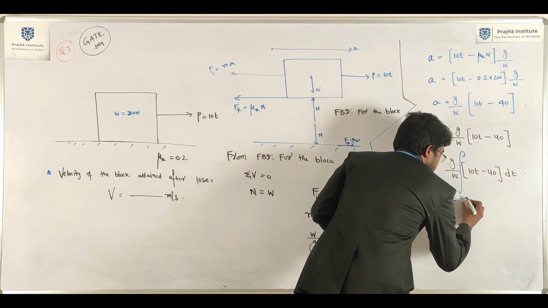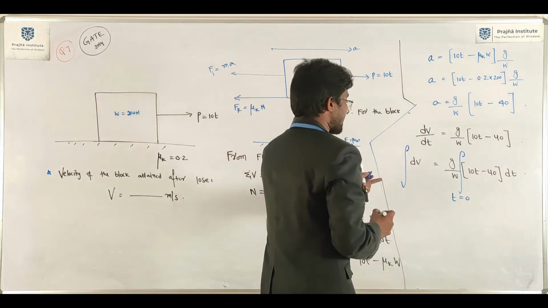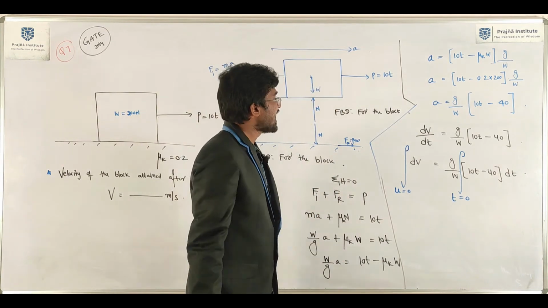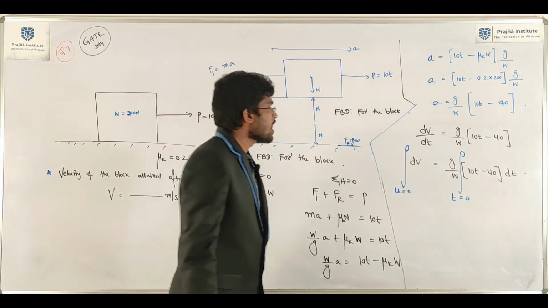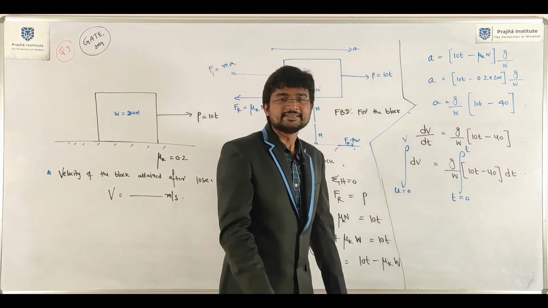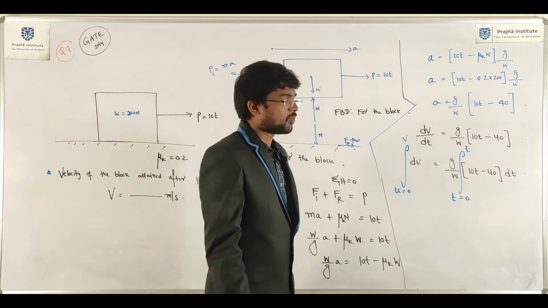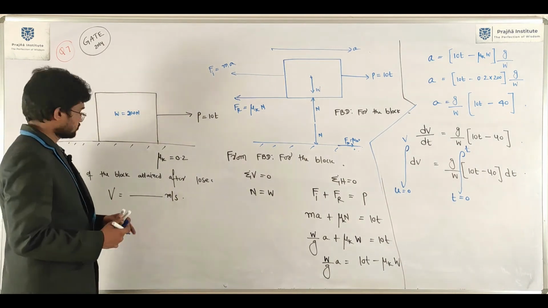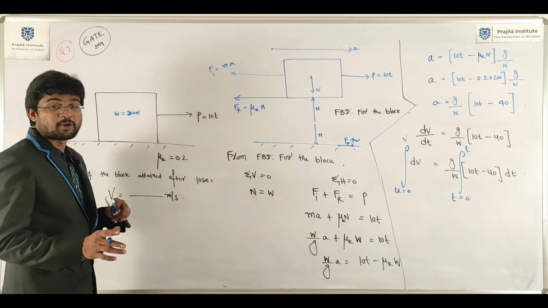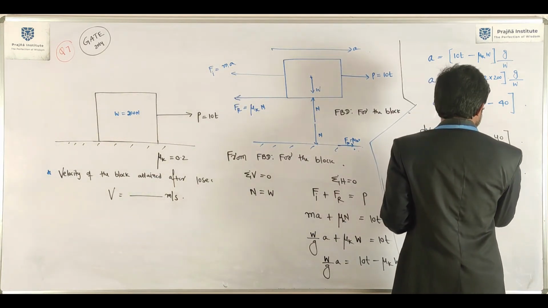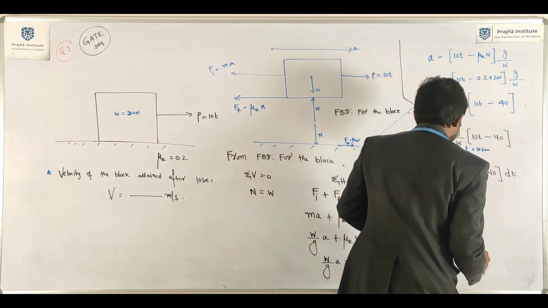At time t equal to 0, what is the velocity? U equal to 0. Initially, the velocity of the block is 0. After time t seconds, velocity is v. So we need to calculate the velocity of the block attained after 10 seconds. Here we need to take t equal to 10 seconds.